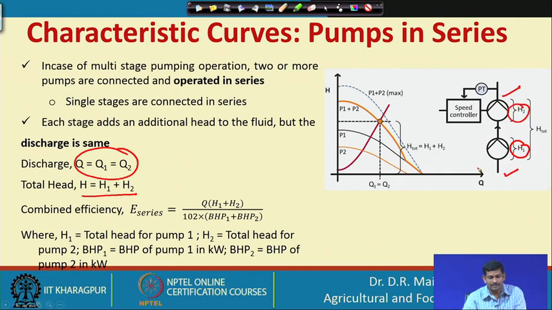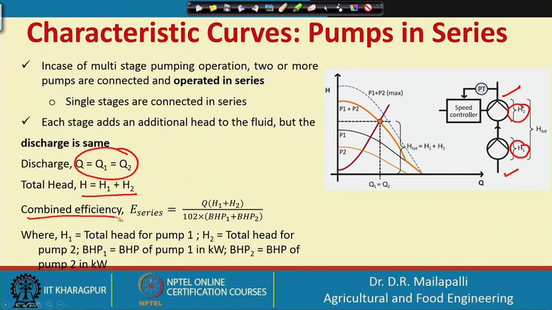With the same discharge you can increase the head when you connect two centrifugal pumps in series. And then the combined efficiency, E series, is equal to Q into the combined head, divided by BHP of 1 and BHP of 2, that is pump 1 power and pump 2 power, and multiplied by 102. So, this will give the combined efficiency of the pumps which are connected in series.